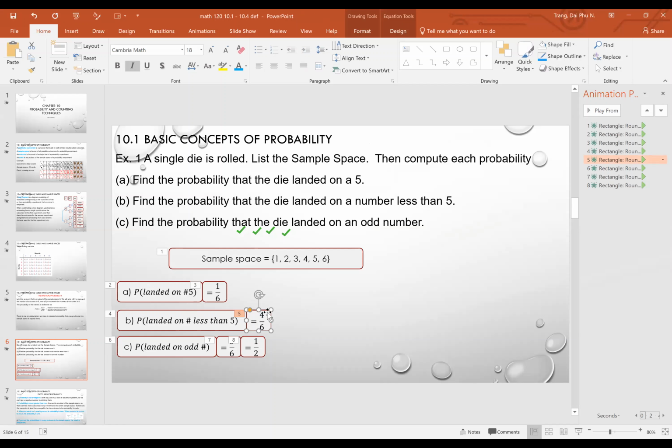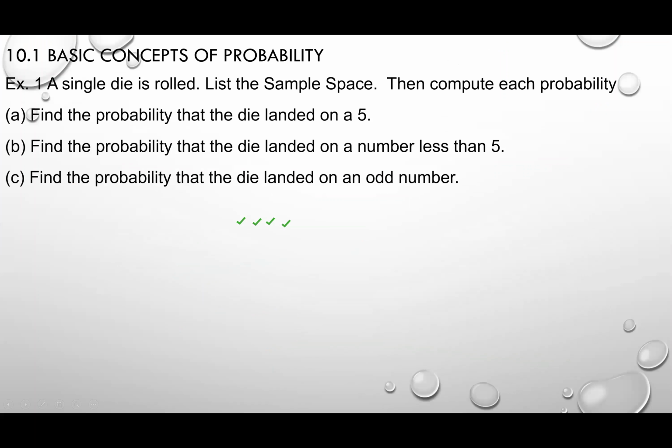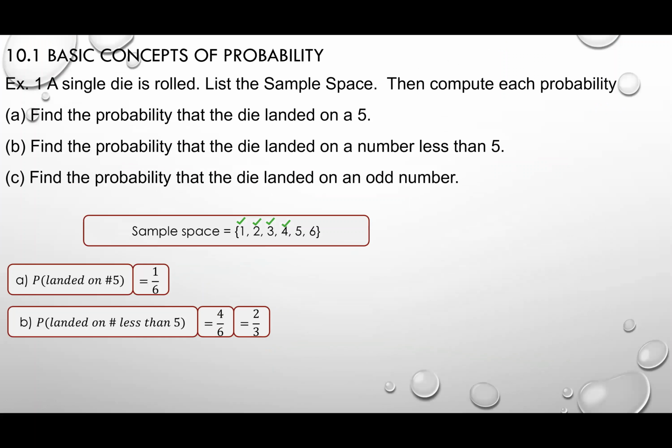And 4 out of 6, ladies and gentlemen, we can reduce to 2 out of 3, right? We can divide this by 2. 2 going into 4 is 2, and 2 going into 6 is 3. So again, to fix this, not 5 out of 6, we have only 4 items that fit the description of less than 5 out of the total of 6.